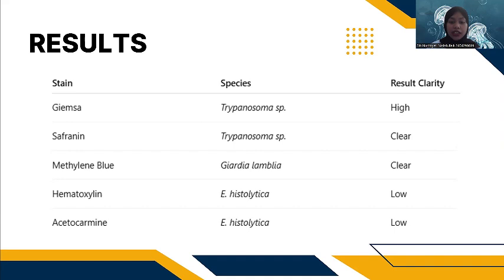One notable and unexpected result was the appearance of Trypanosoma sp in amoeba culture. Although unusual, this occurrence was most likely due to cross-contamination or residual organisms in the culture media, highlighting the importance of laboratory sterilization. Additionally, slides that were not fixed tended to show weaker staining with hematoxylin and acetocarmine, while stains like Giemsa and Safranin still provided strong visibility even without fixation.